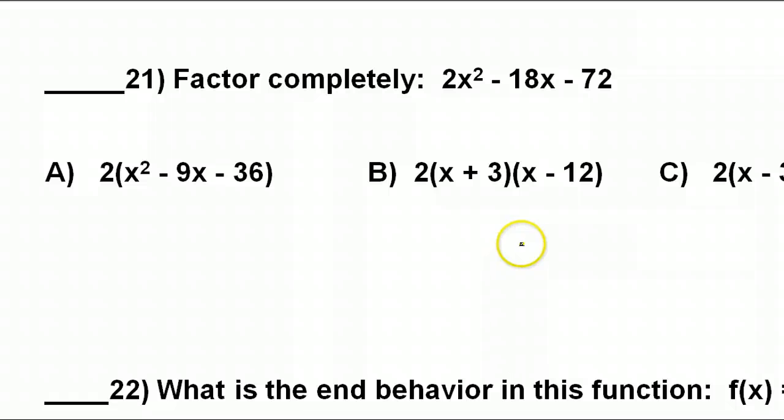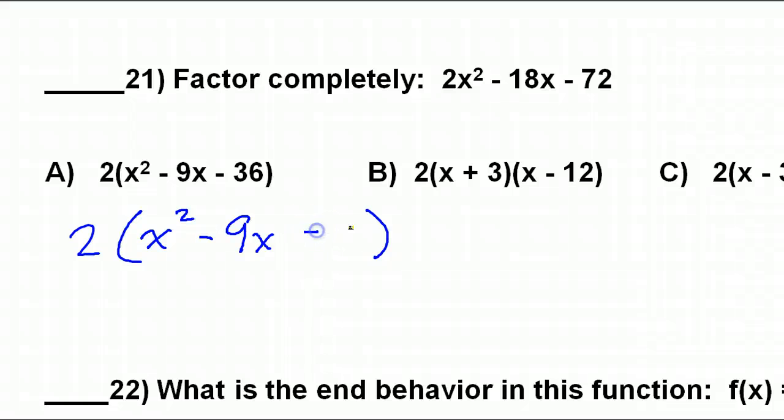All right, number 21, a factoring problem. Well, what is the first step of factoring, my children? We know that the first step is to bring out the greatest common factor, GCF. If I do that, then I will have x squared minus 9x minus 36. I'm just dividing everything by 2. All right, so far so good. Now I need to factor this further. x squared will just be x times x.